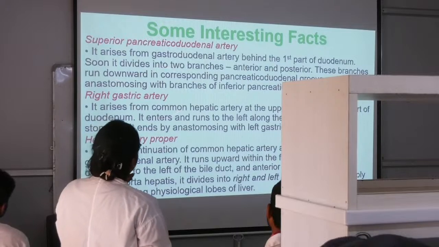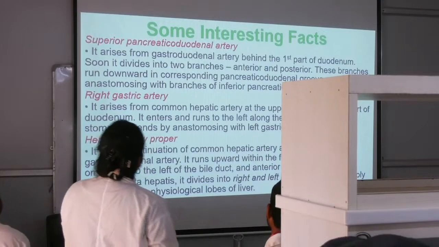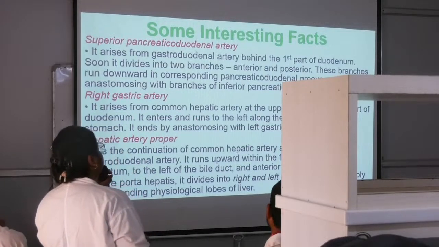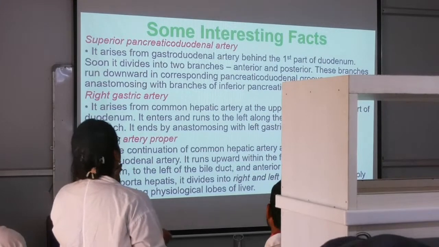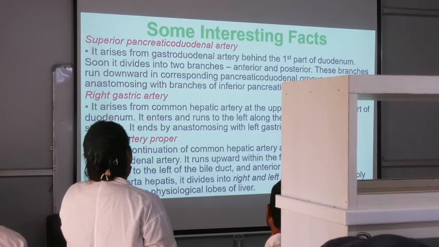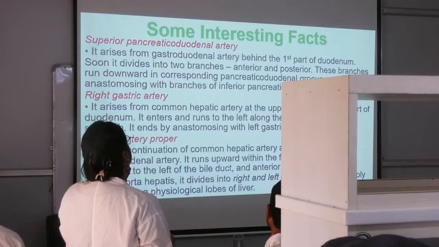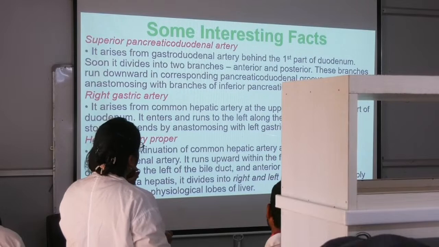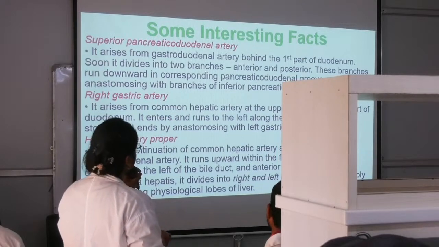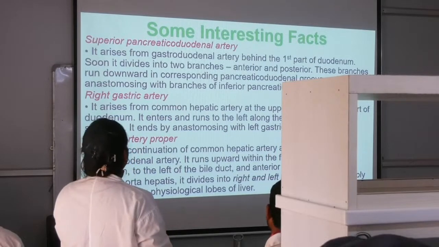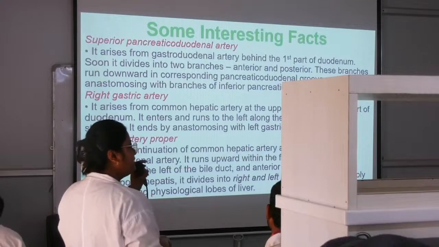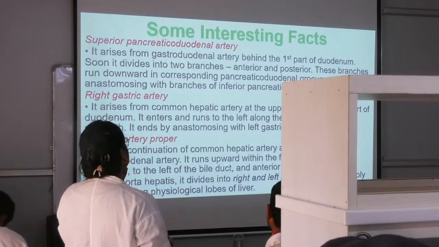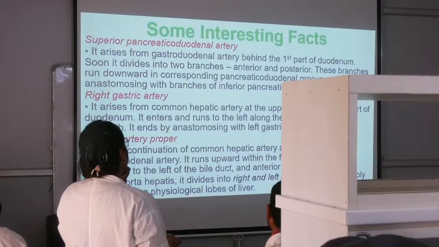Okay. Next is right gastric artery. It arises from the common hepatic artery at the upper border of the first part of the duodenum, enters the lesser omentum and runs to the left along the lesser curvature of the stomach, and ends by anastomosing with the left gastric artery.